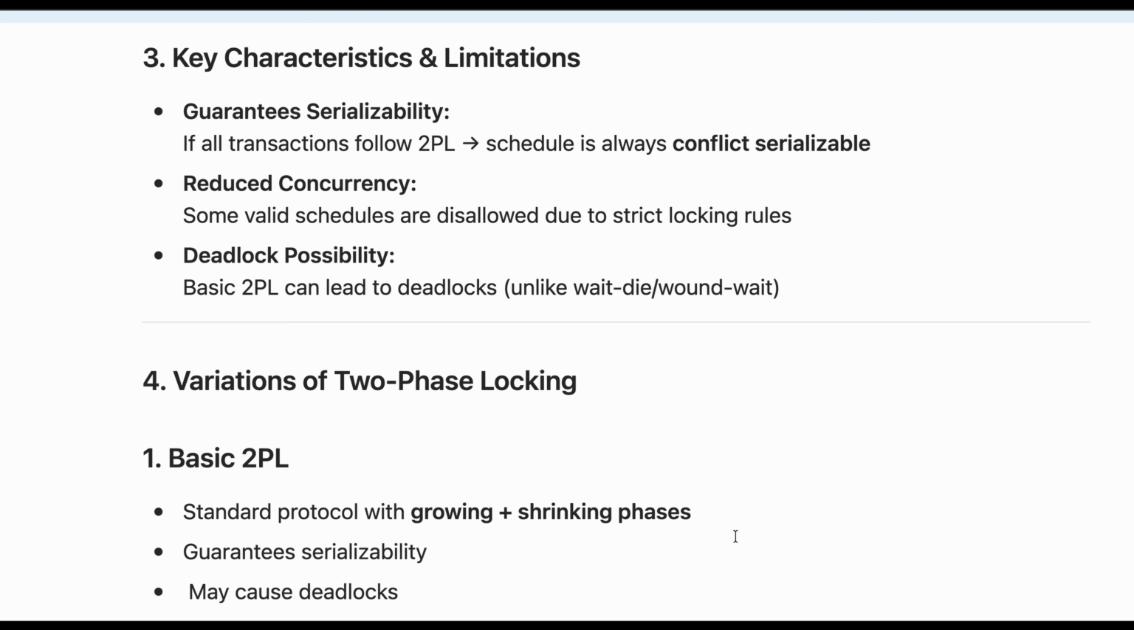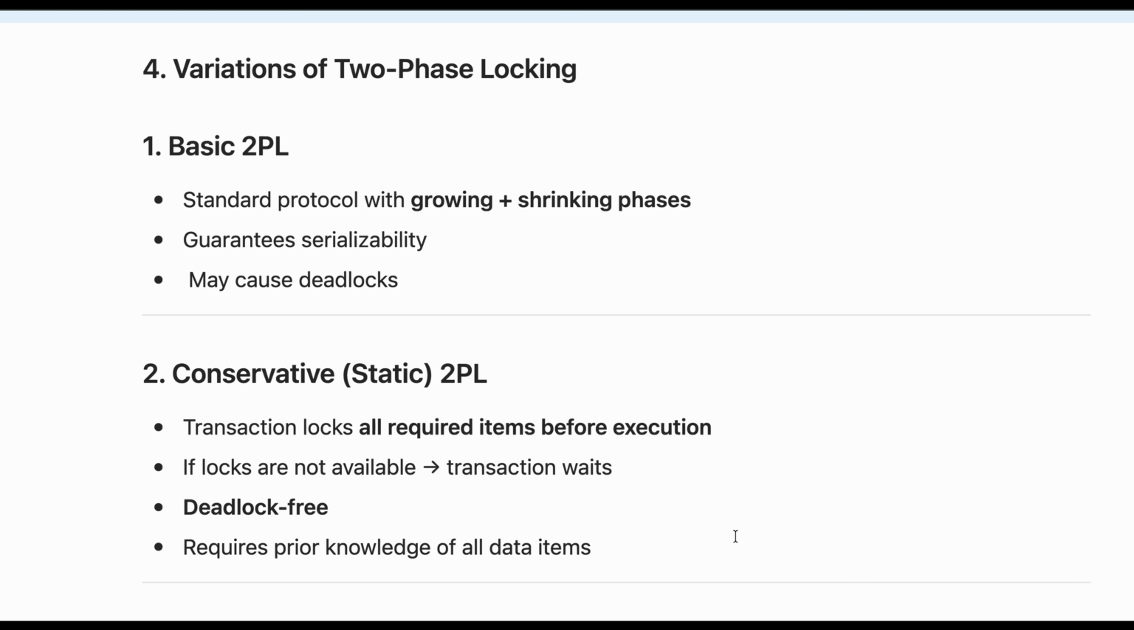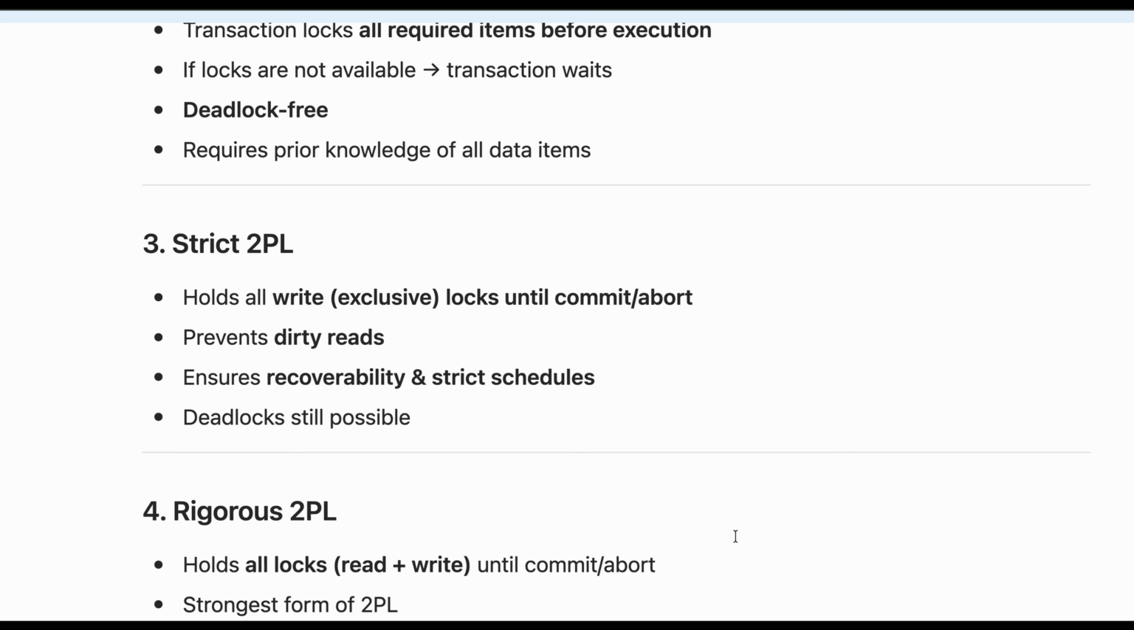Now let's quickly look at the different types of 2PL. First one is basic 2PL, which follows the growing and shrinking phases and may cause deadlock. Now, conservative 2PL locks all required data before execution, so it avoids deadlock but reduces concurrency. Now, strict 2PL holds all write locks until the commit, preventing dirty reads. Rigorous 2PL holds all locks until commit, making it the safest but least concurrent.